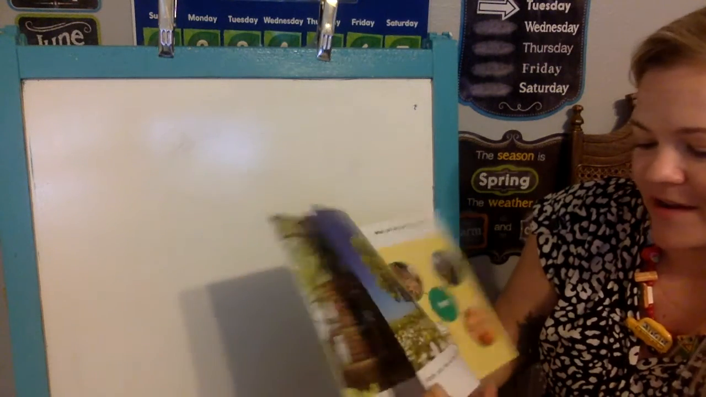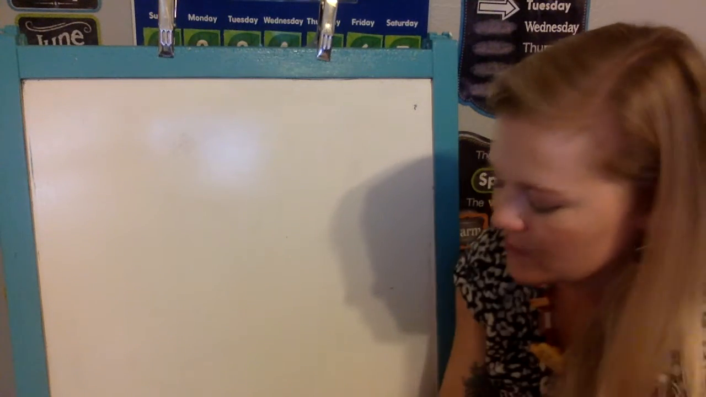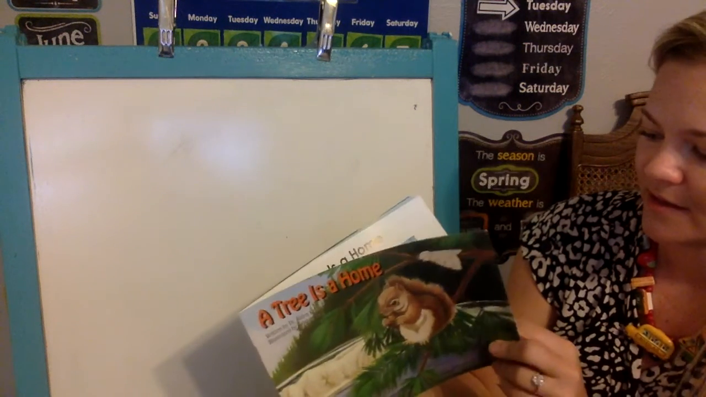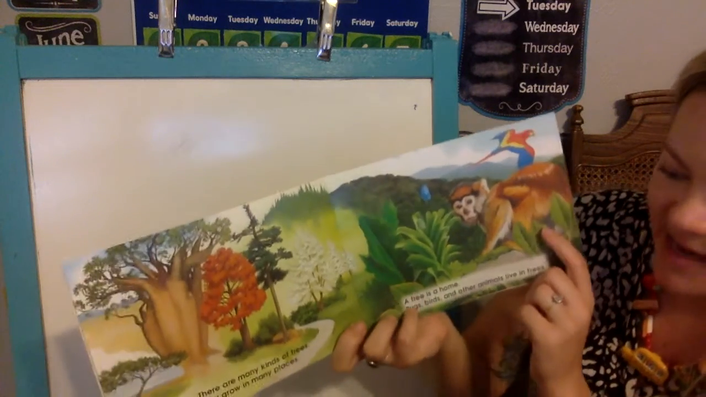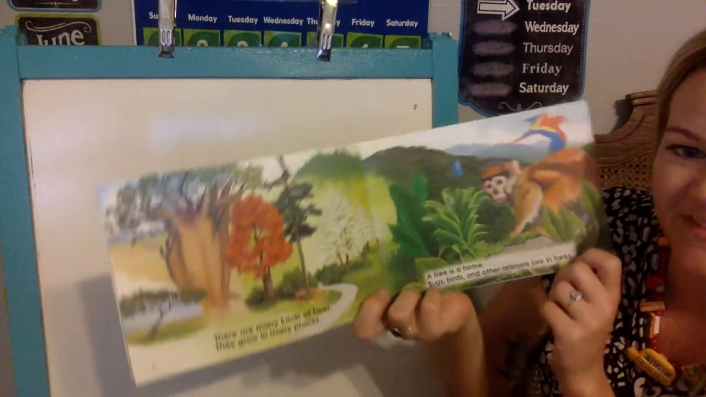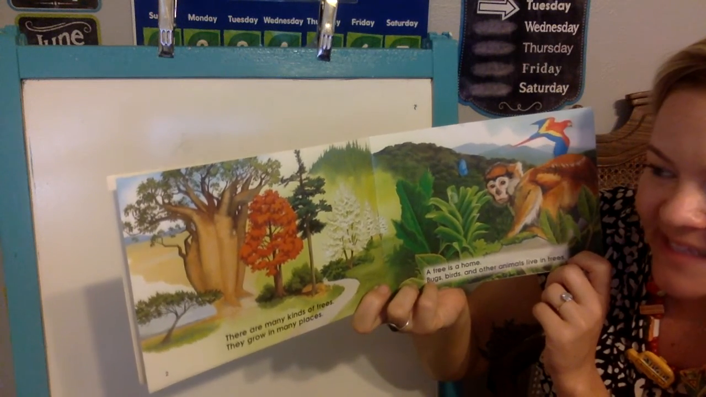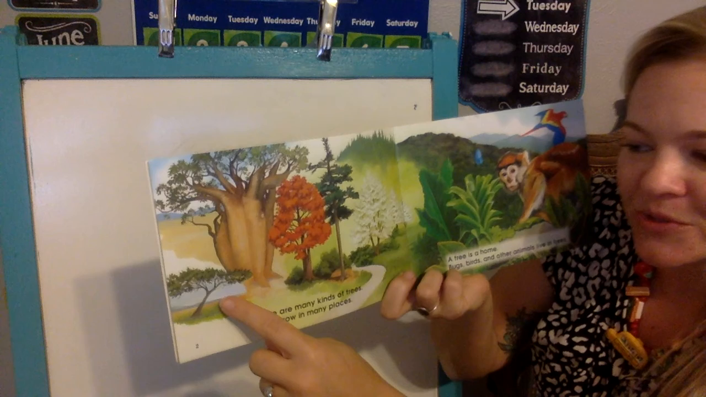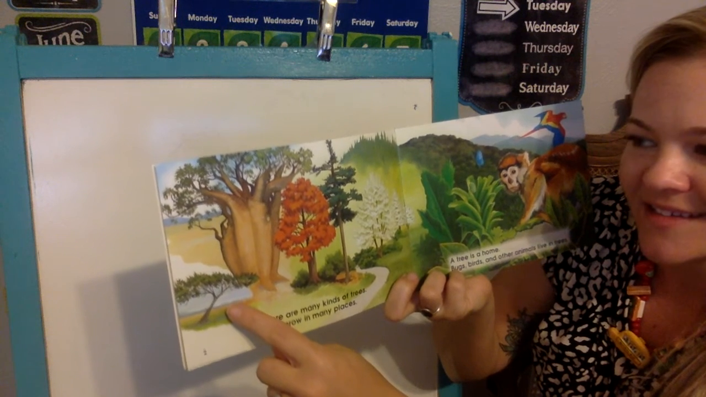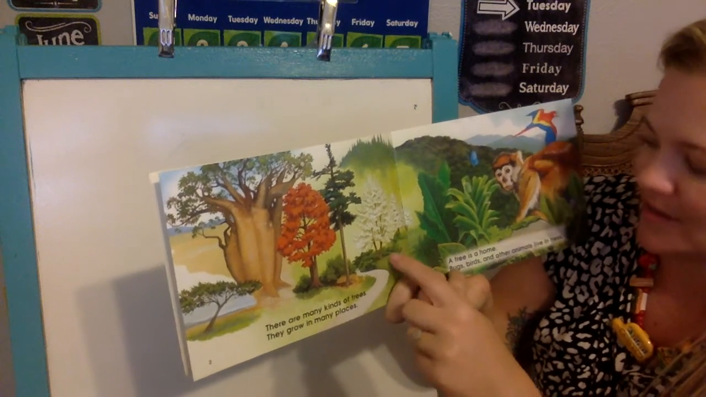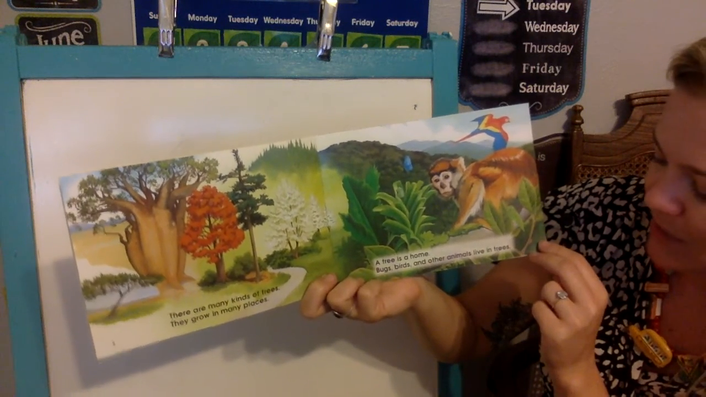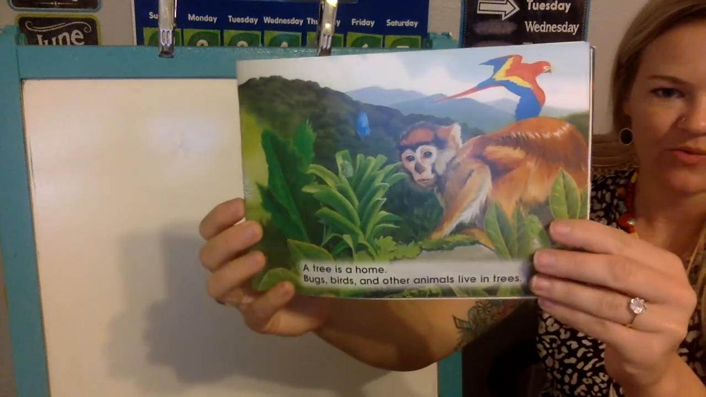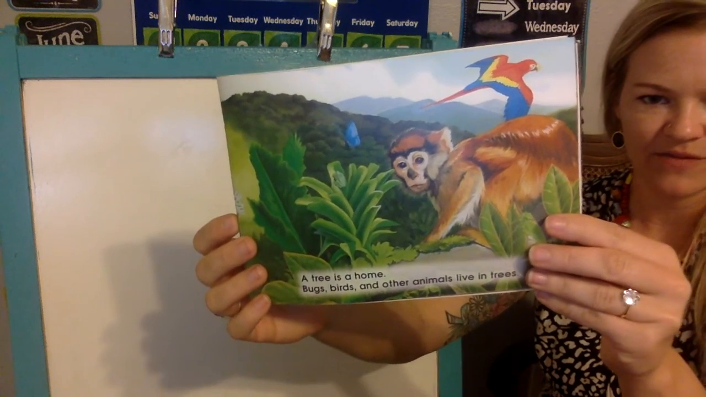Okay. All right, so now let's read one more book about trees. This one's called A Tree is a Home. There are many kinds of trees, and they grow in many different places. So look at all these different types of trees. Oh, this one looks like those really cool trees that grow in the savanna in Africa. Look at all these different types of trees. A tree is a home. Bugs, birds, and other animals live in trees. So this looks like some trees in a rainforest. Those look like rainforest trees.